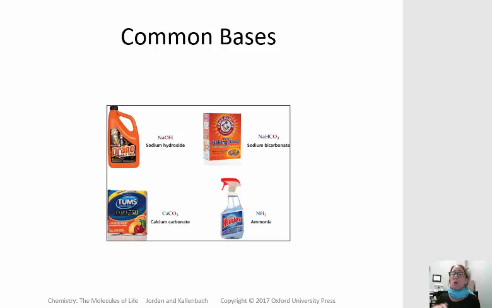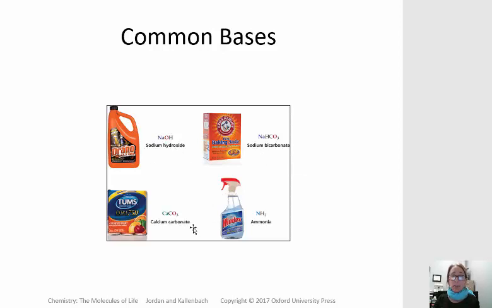So let's take a look at some common bases and some common chemical aspects of their formula that you can look out for to identify a base. Acids always have a hydrogen that is usually bonded to an oxygen, but bases have more variety. Anything with hydroxide is going to be a base. Sodium hydroxide, potassium hydroxide. Hydroxide is a characteristic component of bases.